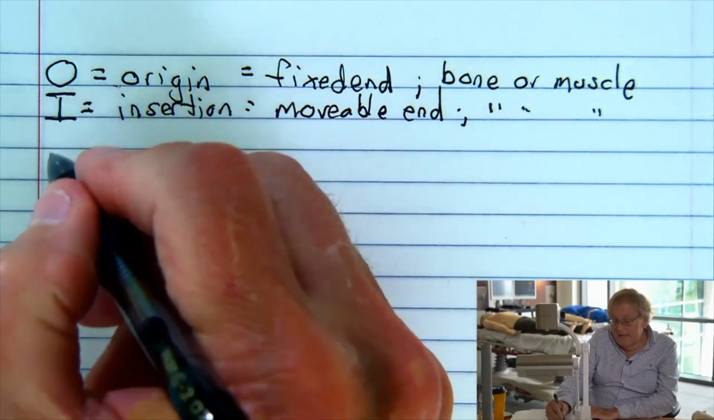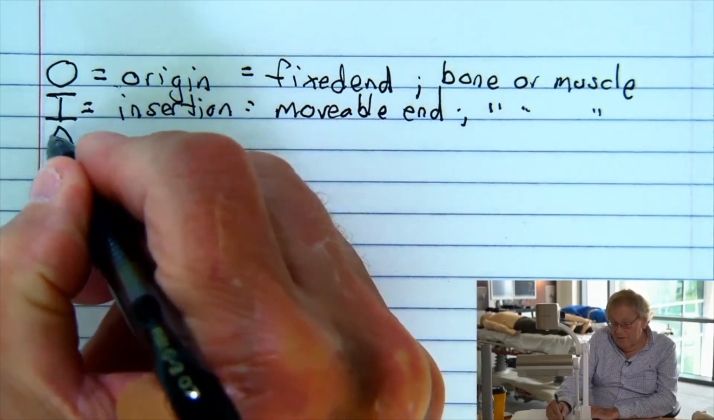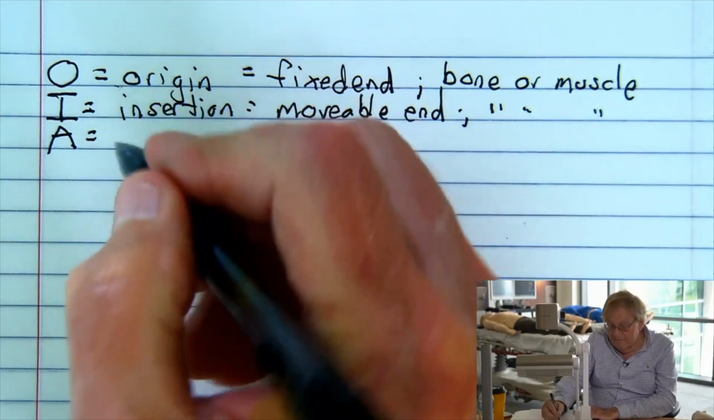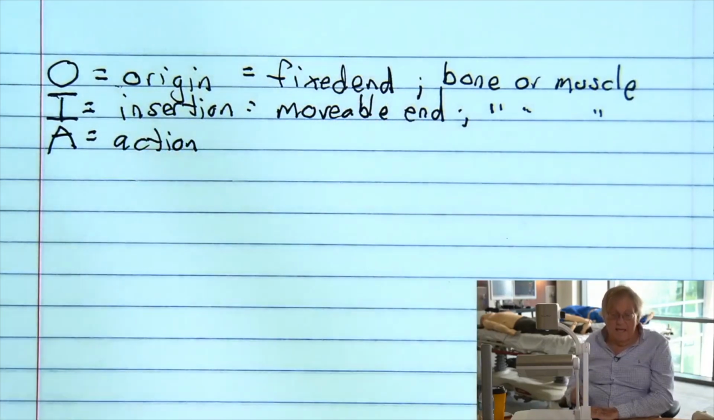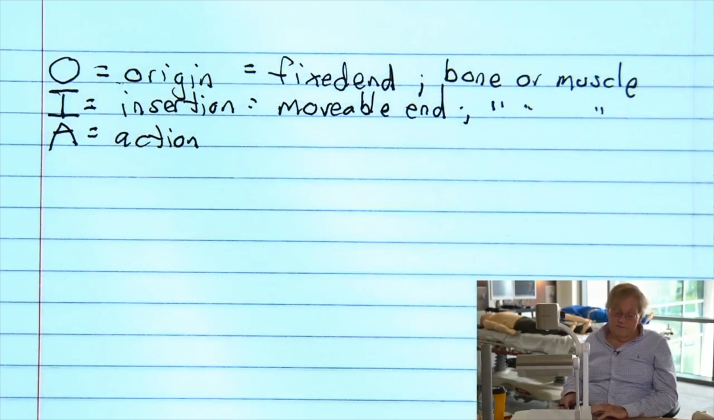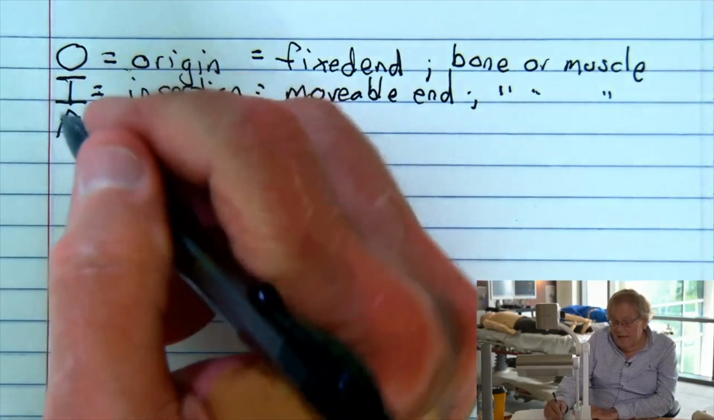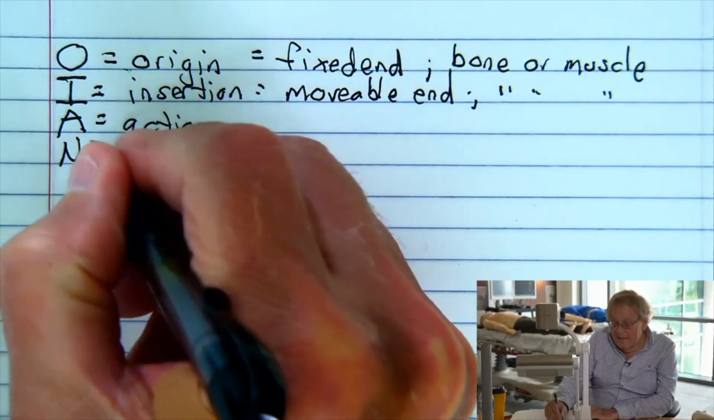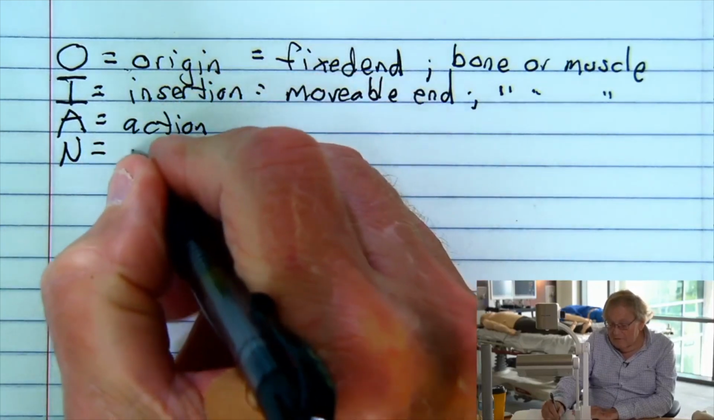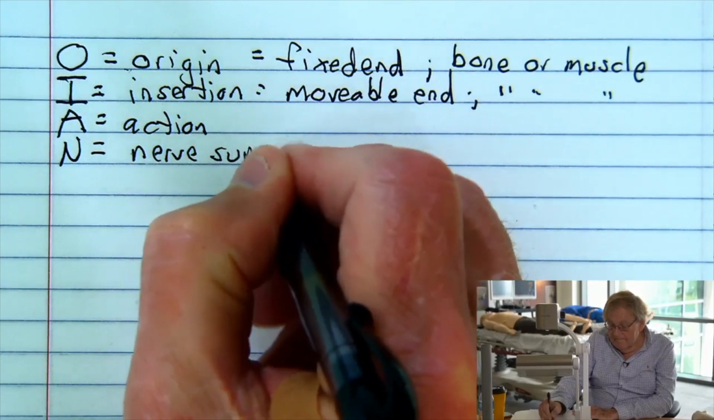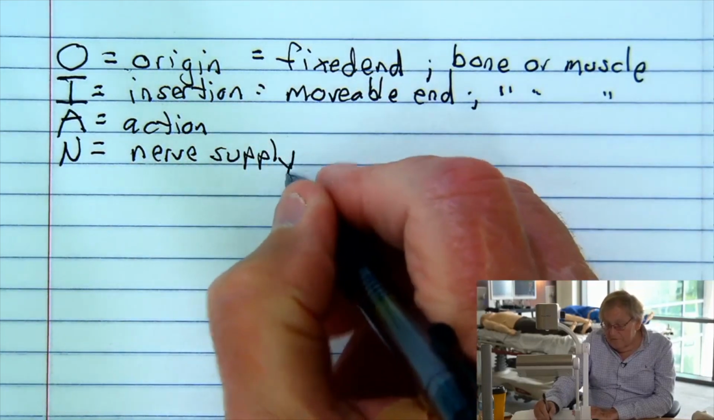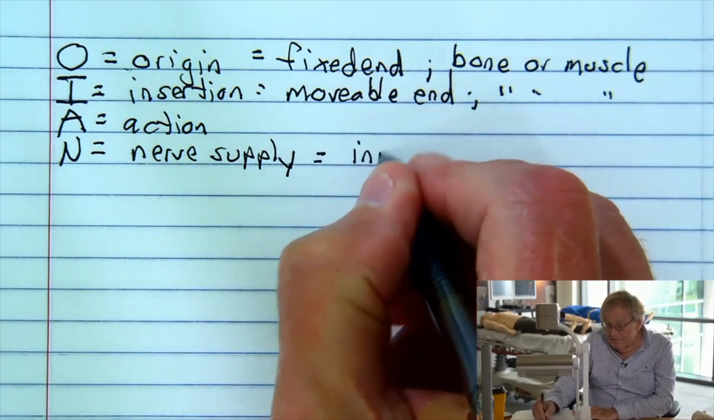Then remember, a muscle has to do something. So there's something called the A, and A is going to stand for the action. Basically, the action is what the muscle does. And then we've got to have an N. And an N is going to stand for the nerve supply. And sometimes people call the nerve supply the innervation.